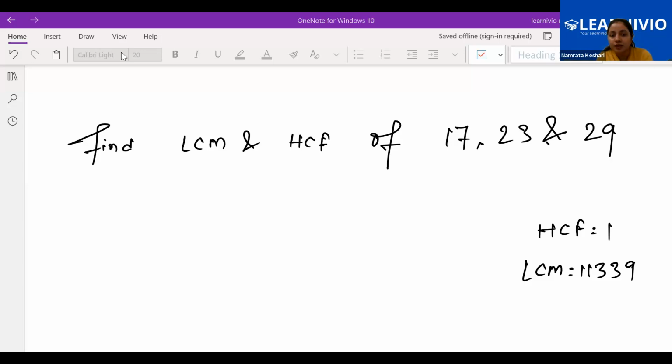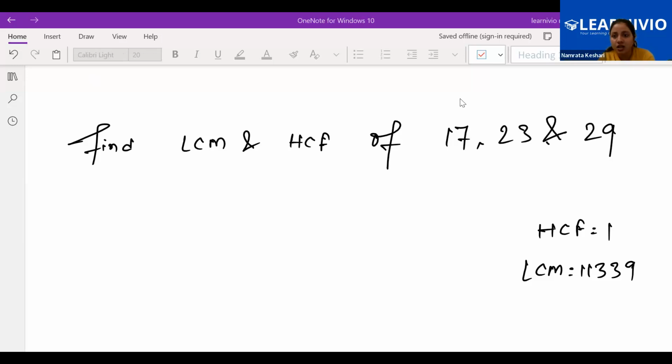Yes, Ziana, Aisha. Ma'am, I also got the same. Okay, Ziana, you are also getting the same. Sumaya is also getting the same. Aisha, same answer, ma'am. Everyone is getting the same, right? You have done it by the prime factorization method.